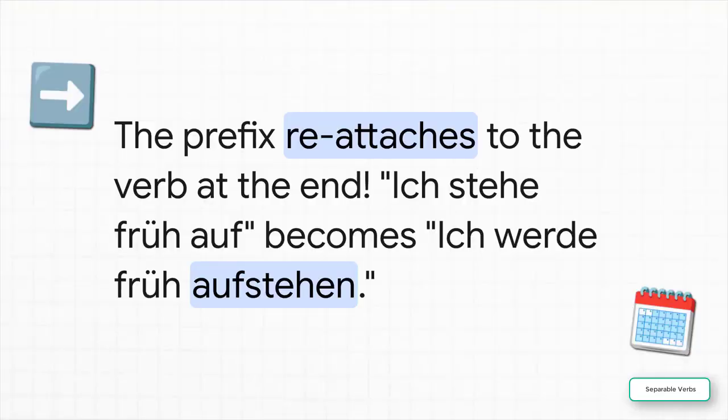So, in the future tense, when you use that helper verb werden, something kind of funny happens. The prefix and the verb, they get back together. So that sentence we had, ich stehe früh auf, becomes ich werde früh aufstehen. See that? The prefix runs back to the verb to form the full infinitive at the end of the sentence. It's like a little family reunion.